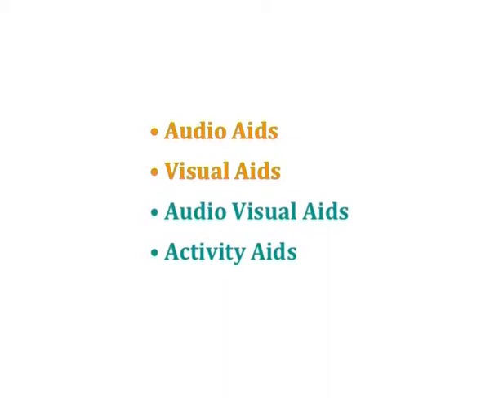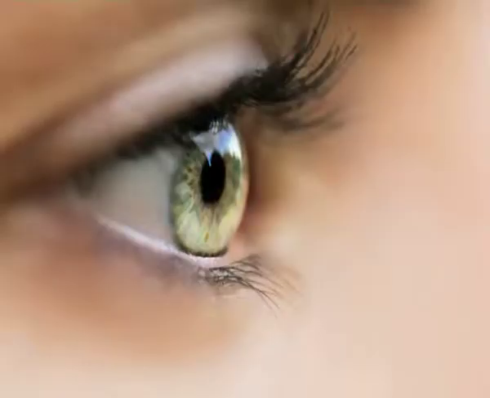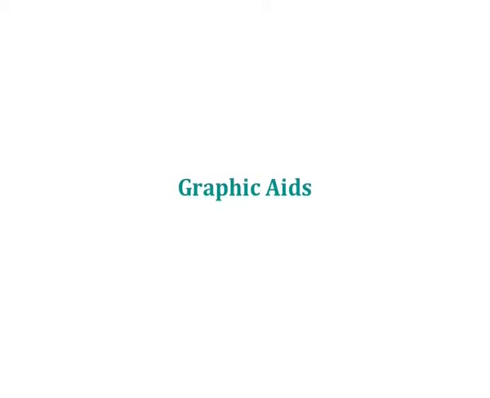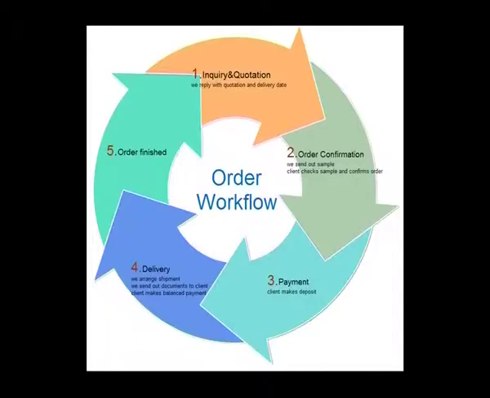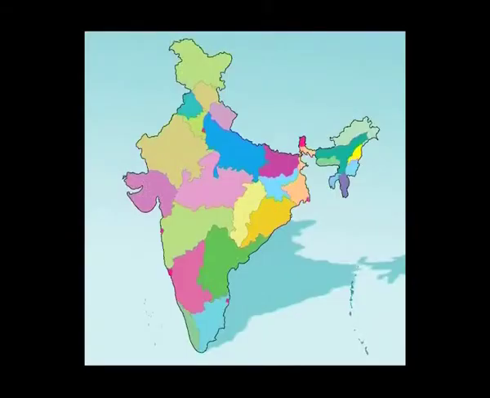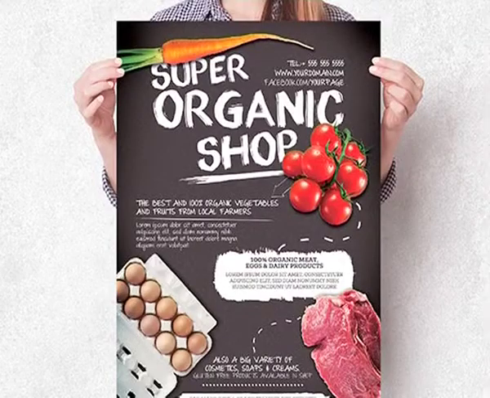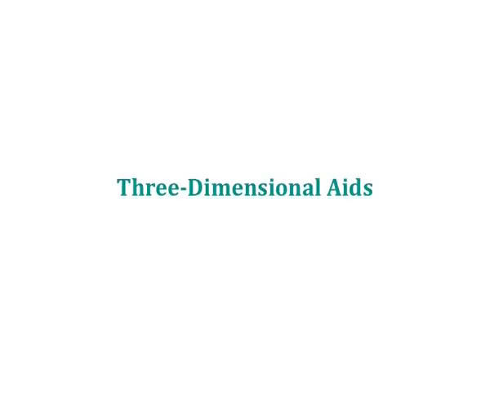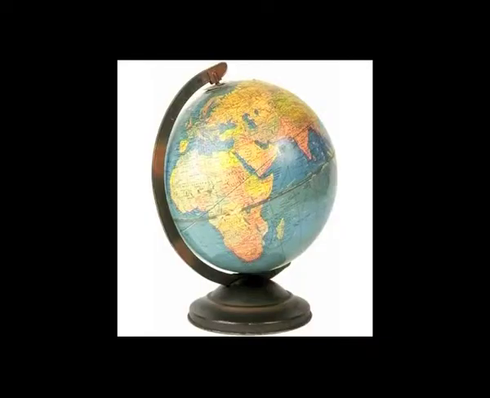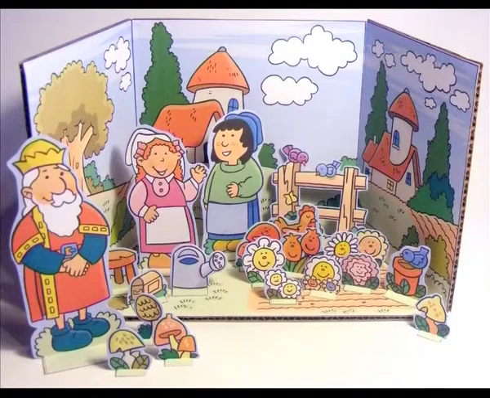Visual aids. Any instructional aids that can be seen but not heard are called visual aids. Examples: graphic aids, which include cartoons, charts, comics, diagrams, flashcards, graphs, maps, photographs, pictures, and posters. Next, we have display boards. Display boards include bulletin, flannel board, magnetic board, and pegboard. The third is three-dimensional aids, which include models, globe, diorama, and specimens.